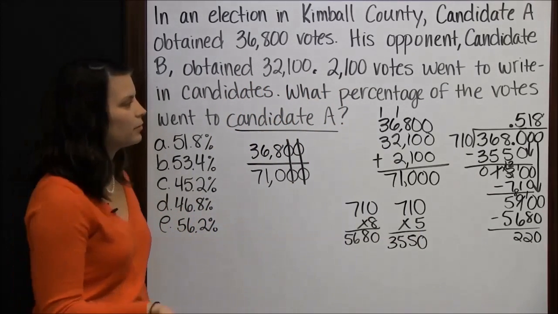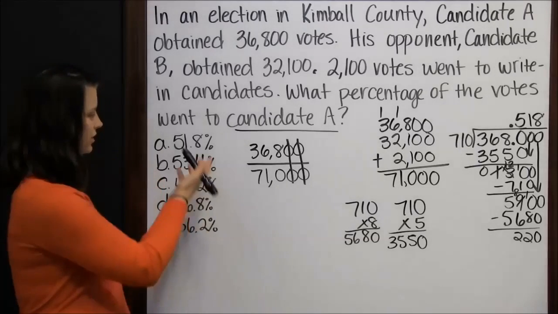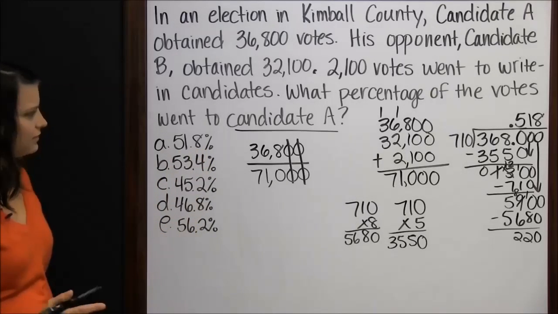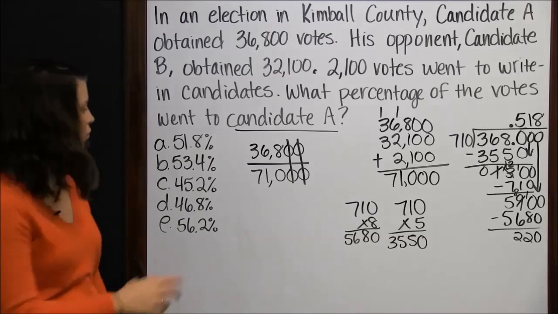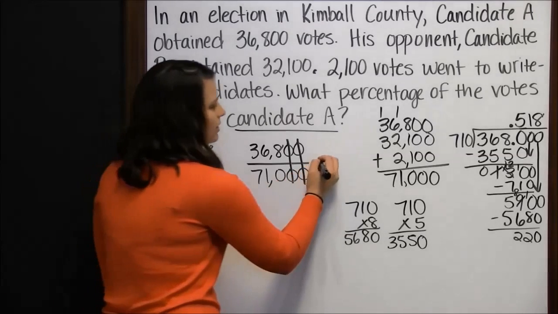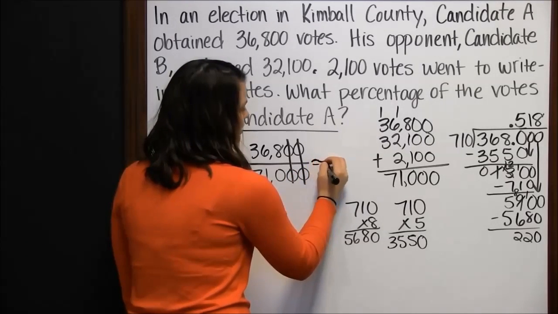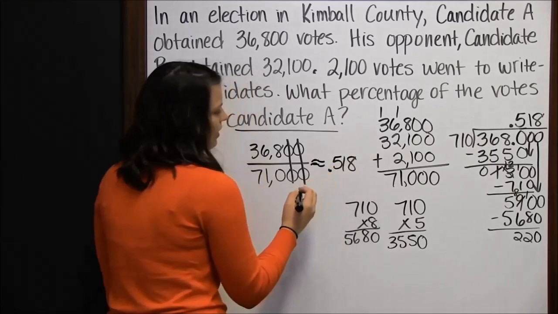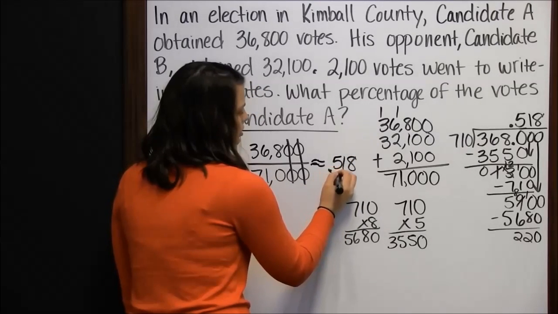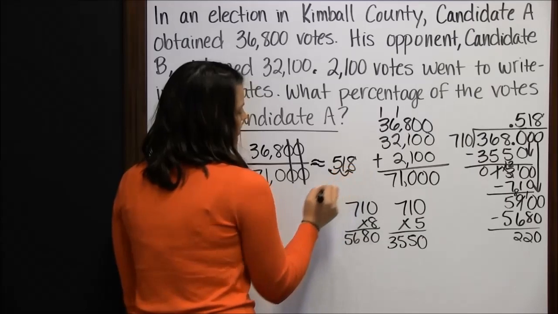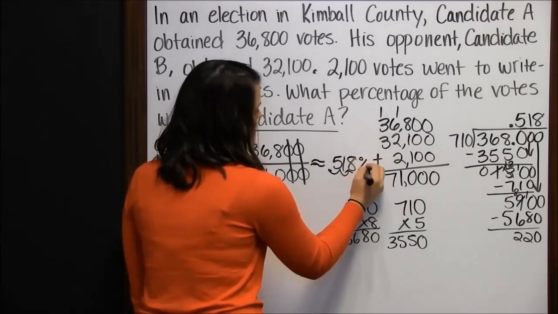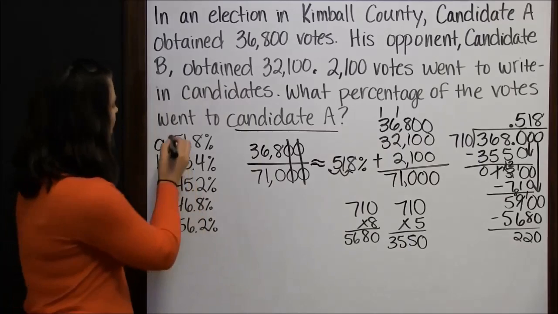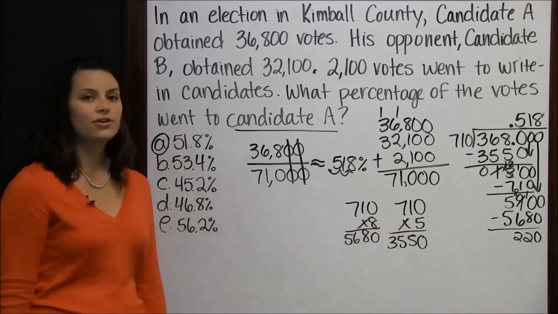And we could keep going, but really, that's all I need to know, because as I look at my answers, it's very clear which one of these is my answer. This is about 518 thousandths, and then when we change it into our percent, we move our decimal 2 places to the right, we get 51 and 8/10%, which is answer A.